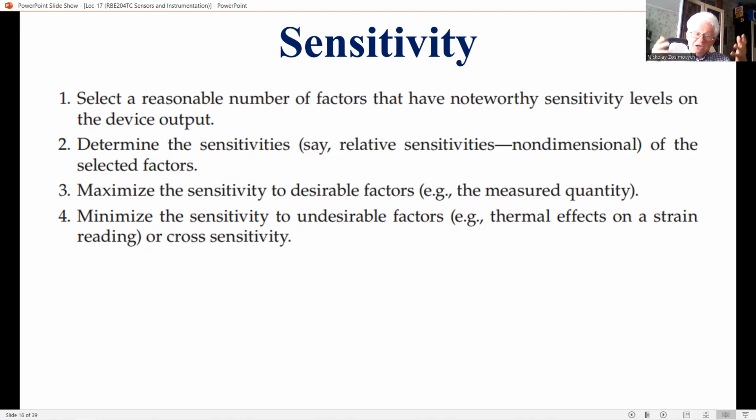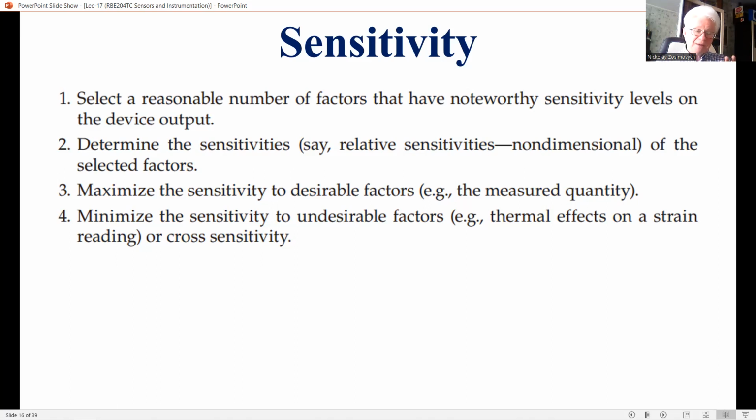The important objectives of instrumentation with respect to sensitivity would be the following, and you can see this on this slide. Select a reasonable number of factors that have noteworthy sensitivity levels on the device output. Determine the sensitivities of the selected factors. Maximize the sensitivity to desirable factors and minimize the sensitivity to undesirable factors, or cross-sensitivity.